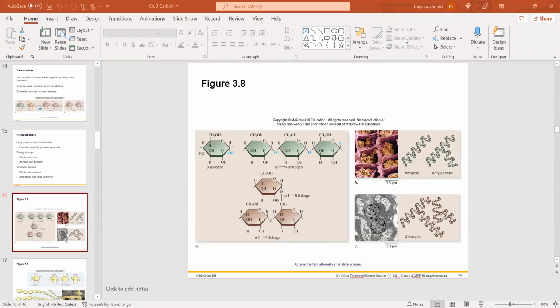Starches differ mainly in how the long-chain polymers branch or stay unbranched. So we have two types of starch: one simple, called amylose, and the other branched and complex, called amylopectin. Glycogen is found in animal cells and is highly branched and insoluble, of course, forming glycogen granules.